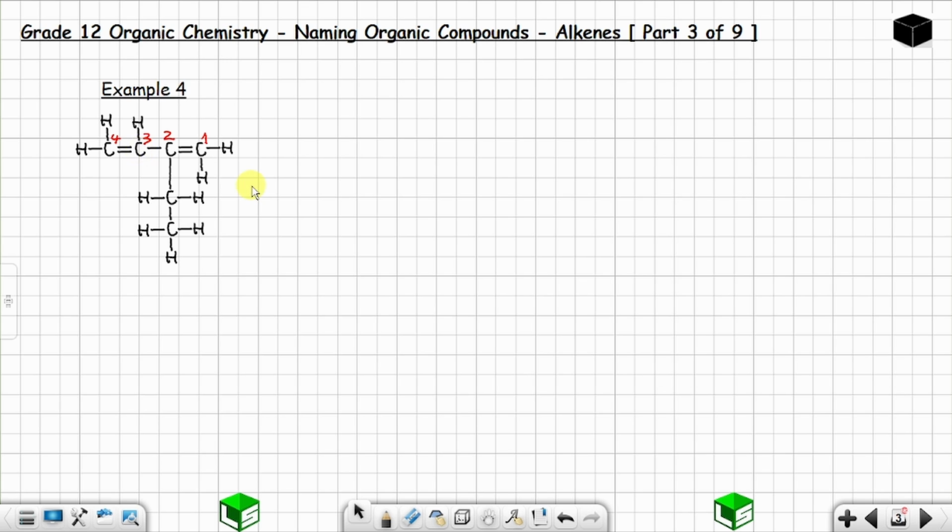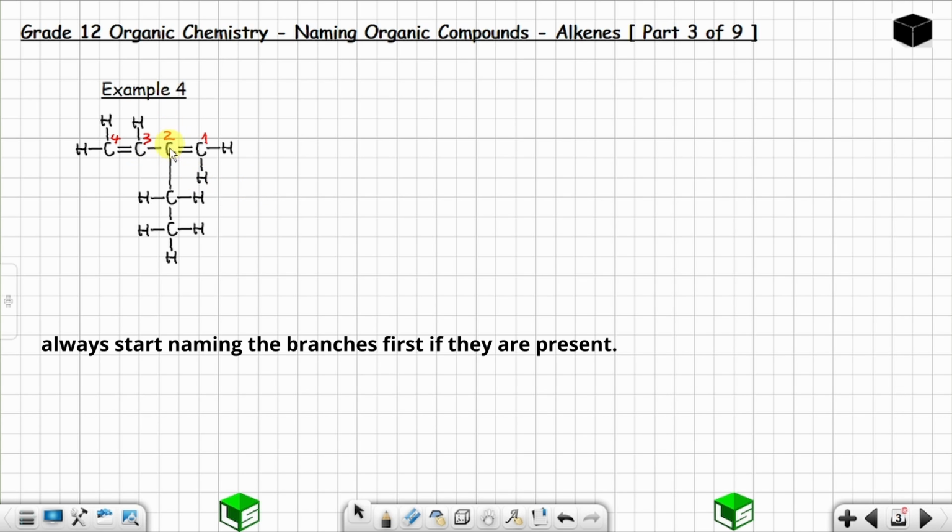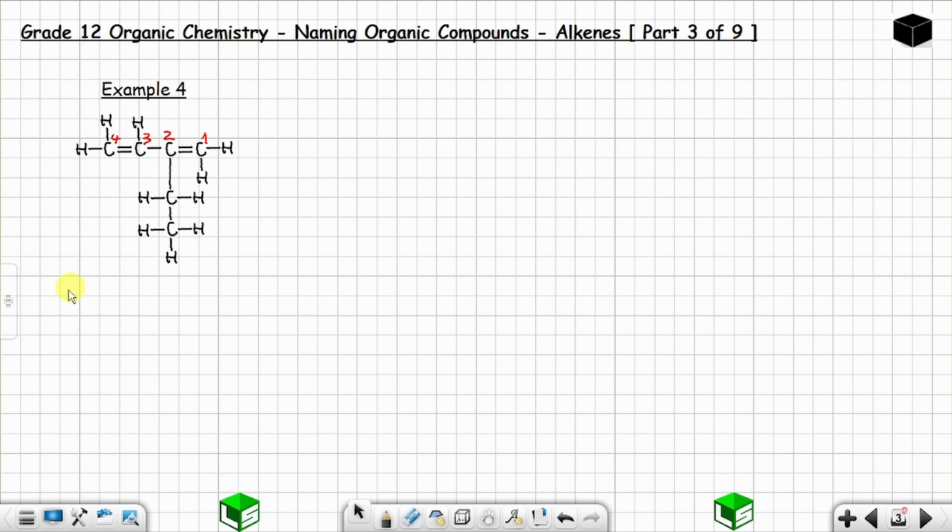We can start naming. We are going to start with the branch. Okay, the branch is located on carbon number 2, right? You can see that. So it will be 2, the name of the branch. The branch is made up of 2 carbon atoms.